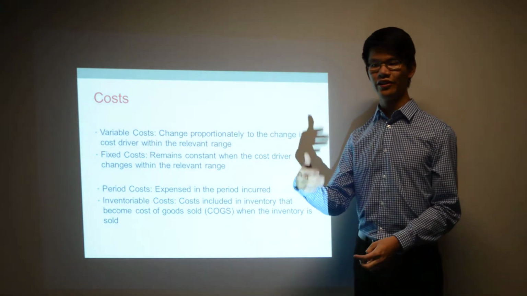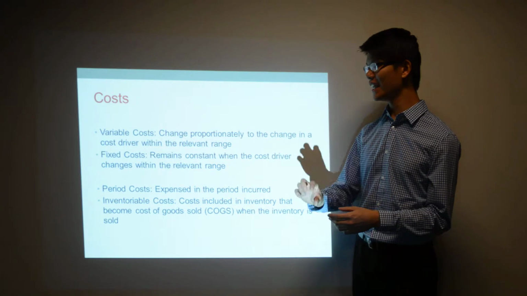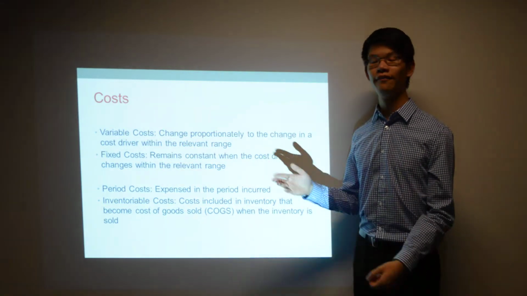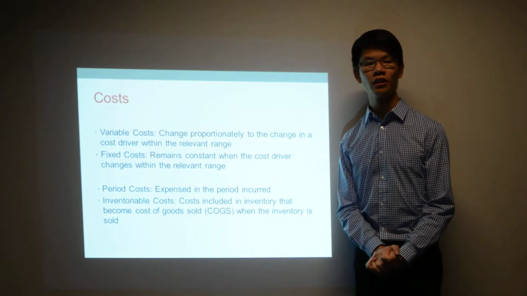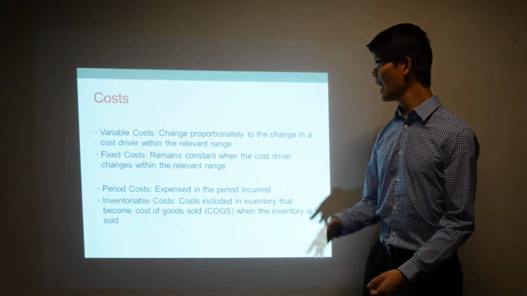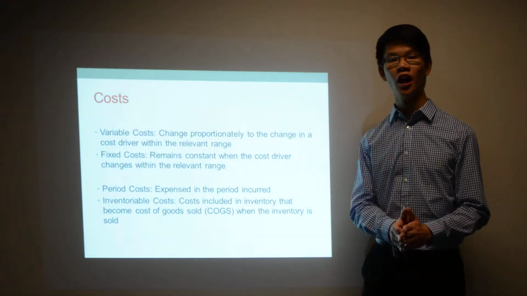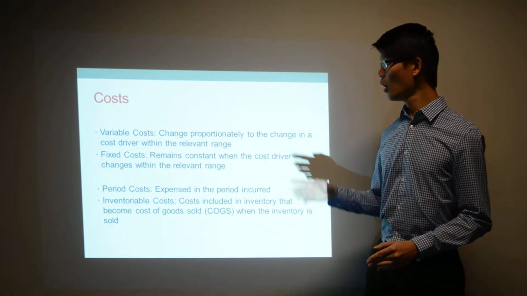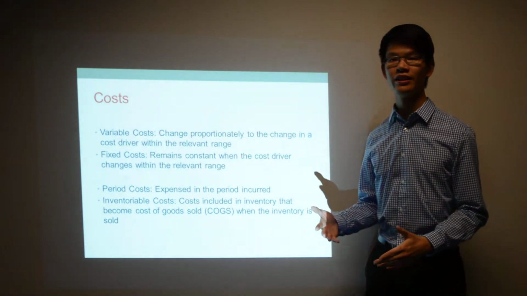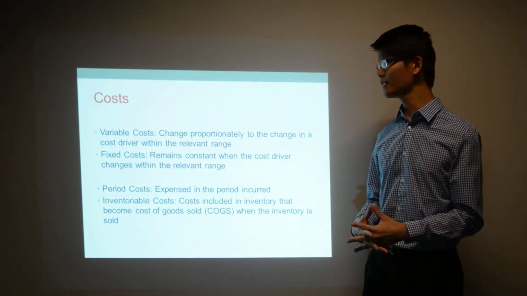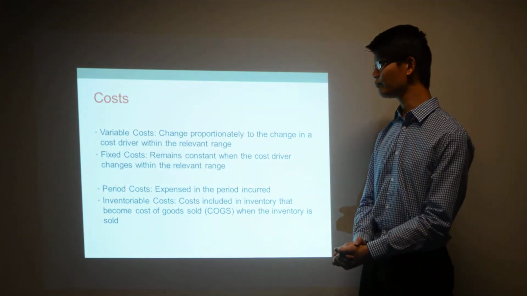So each additional unit of shoe or each additional call would cost the same extra variable cost, while the fixed costs would remain the same overall. So in general, variable costs go up proportionally as your cost driver increases. However, the cost per unit stays the same, while fixed costs remain the same as your cost driver increases, but the fixed costs per unit decrease.